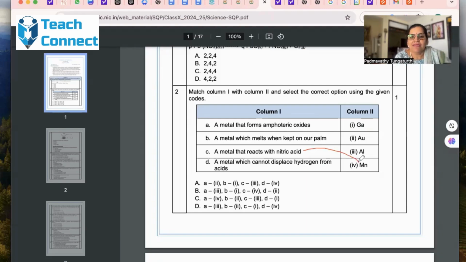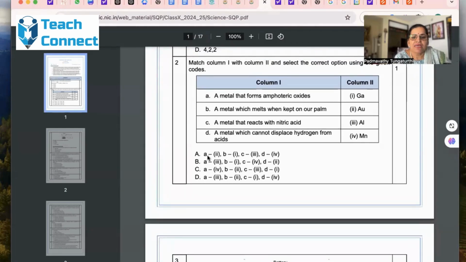That is manganese. This is a simple textual understanding question. A metal which cannot displace hydrogen from acids is gold. This is how we can write down the answer for the second question. The first one, A is 3. That means when A is 3, it should be either B or D.